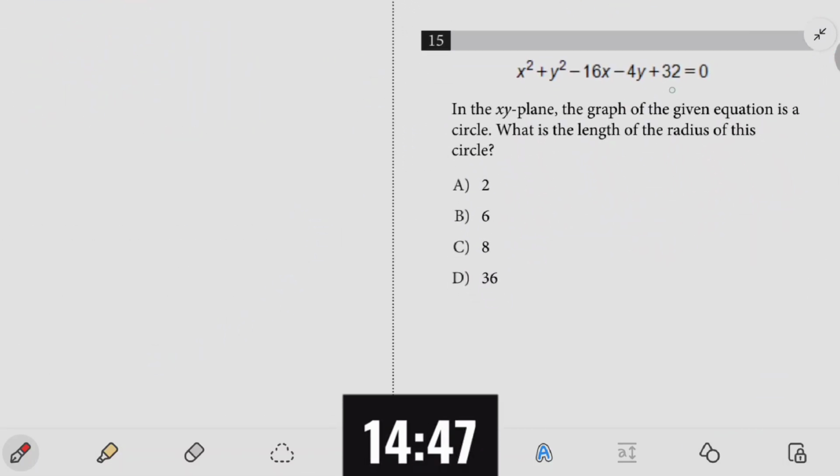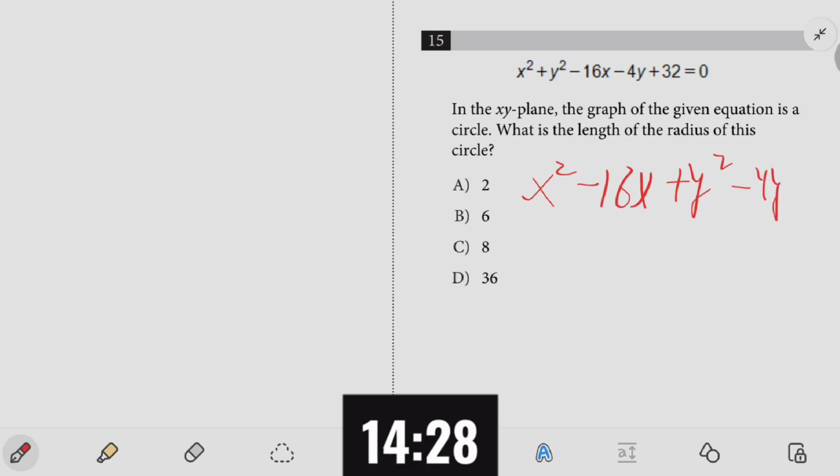Okay, and the actual applying the graph of the equation is like circle, what is the length of the radius of... oh no. This might be GG's. Okay. We'll make it work. I forgot how circles work.